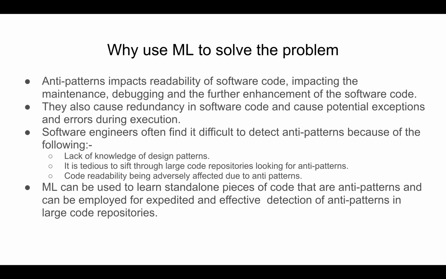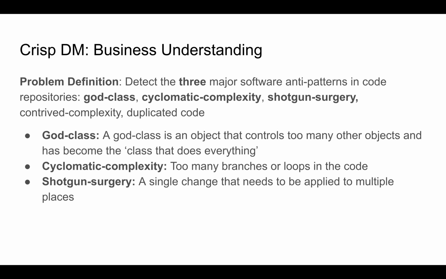Also, it is tedious to sift through large sections of the code to detect anti-patterns, and code readability is adversely affected with anti-patterns. So it becomes difficult to read the code to detect them in the first place. Machine learning can be used to learn certain anti-patterns from standalone pieces of code, and can be employed to detect these anti-patterns and remediate them in an effective and expedited manner.